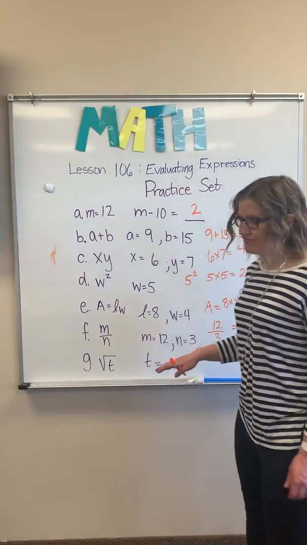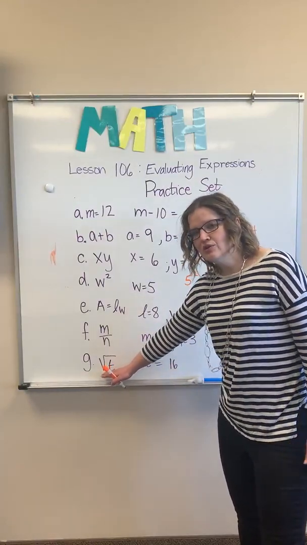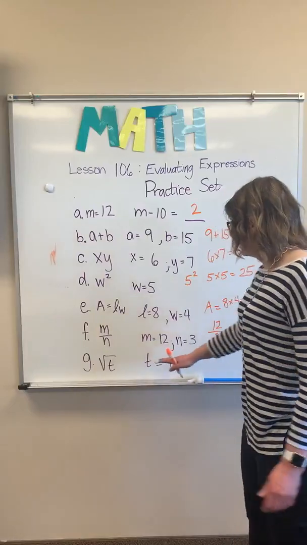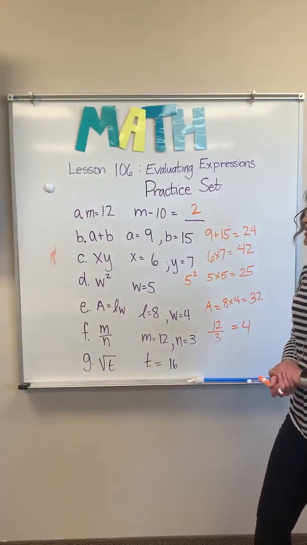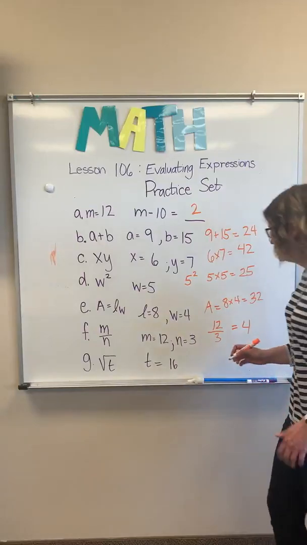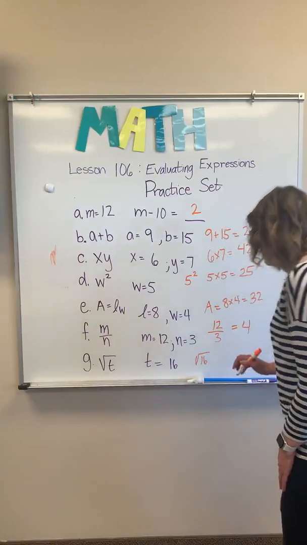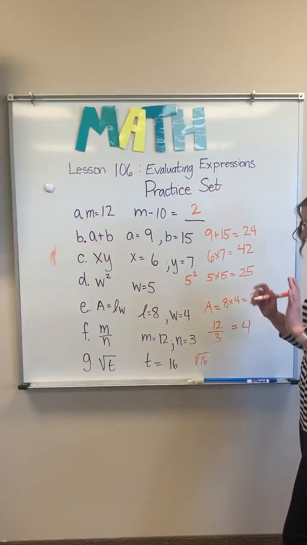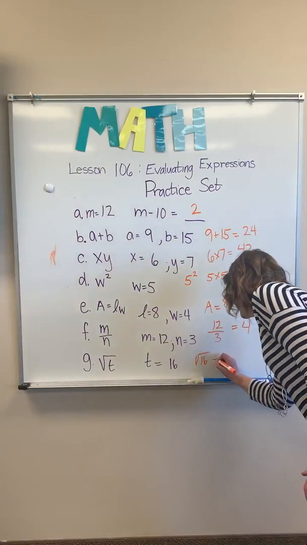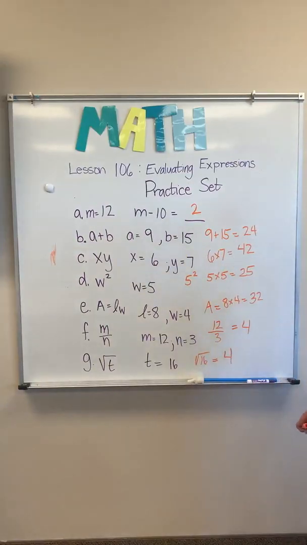And our final one, we saved the last for least, the square root of t. And they were nice to us and said, why don't we make t 16? The square root of 16. And we know that 4 times 4 is 16. So we know that the square root of 16 is 4. And there you have it.